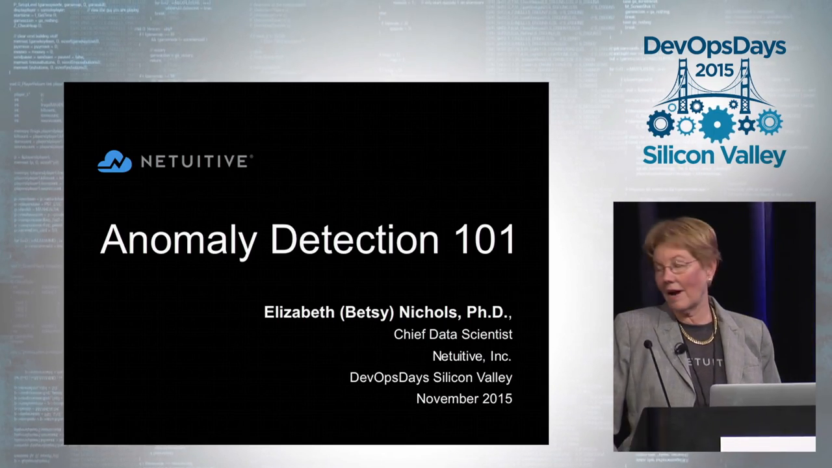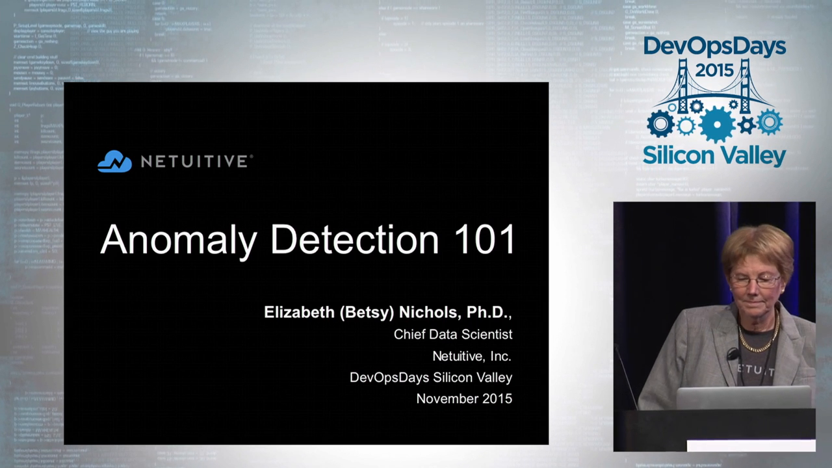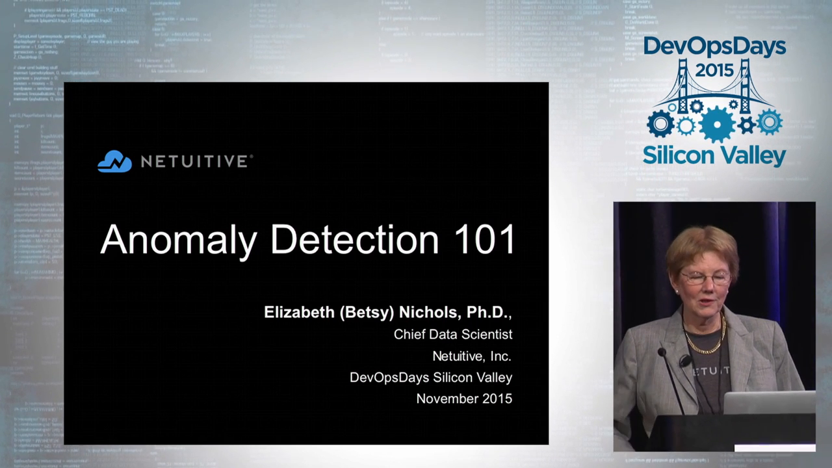Okay, so I am Betsy. I work at a company called Netuitive. We're a 12-year-old company, and the very first product that the company introduced was effectively an anomaly detection engine for managing data centers. So this talk really comes from two perspectives. The first is obviously how do we apply anomaly detection to DevOps? And secondly, really lessons learned.